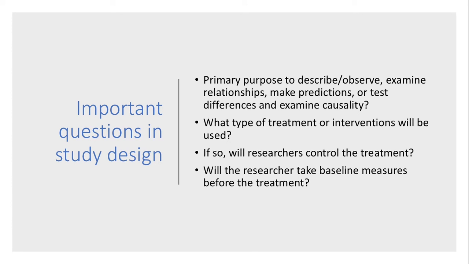There are some important questions that the next couple of slides go over that you should think about as you're reading a research manuscript or an article in a journal, that can help you when you're appraising the literature. So what's the primary purpose? Is it to describe or observe? Are they examining relationships? Or are they making predictions? Or are they testing differences and examining causality?